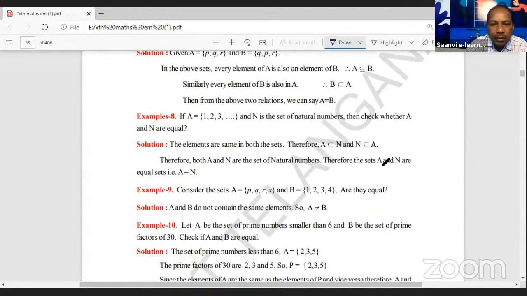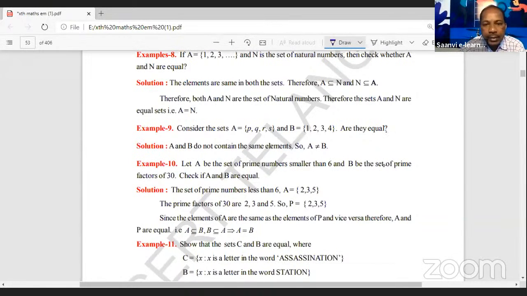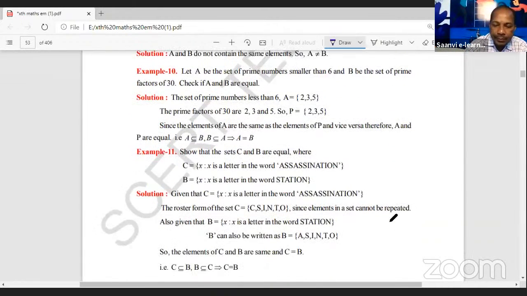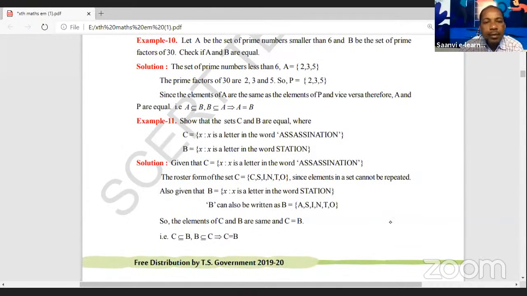Observe example 9. A is equal to the set {P, Q, R, S} and B is equal to the set {1, 2, 3, 4}. Are they equal? Clearly we can say that they are not equal. Why? Because there are no same elements. In set A and set B there are no same elements, so they are not equal. And let us see example 11.